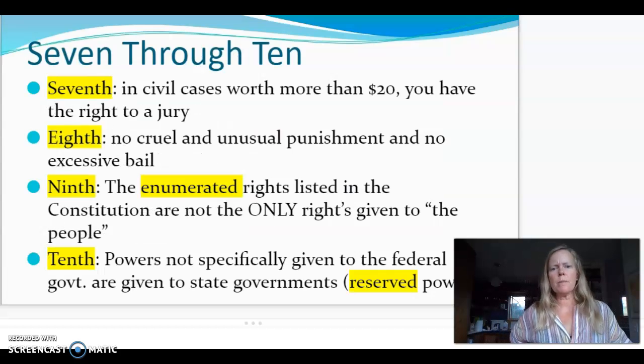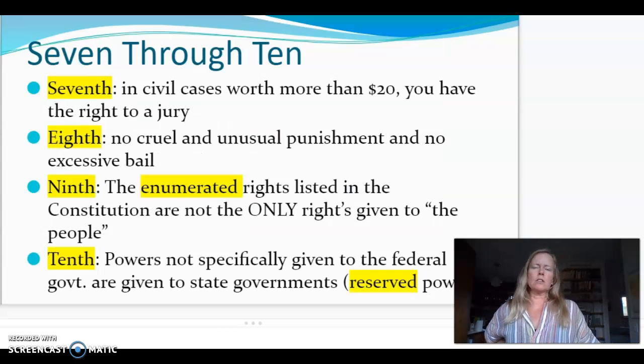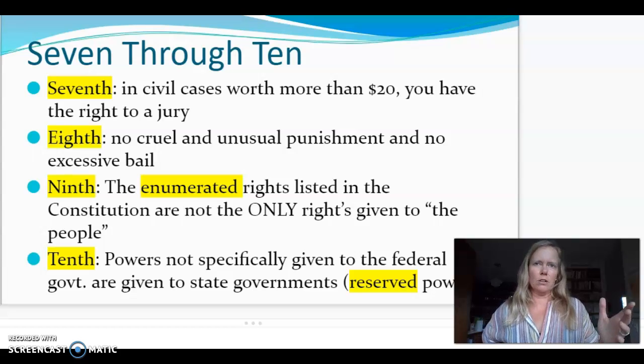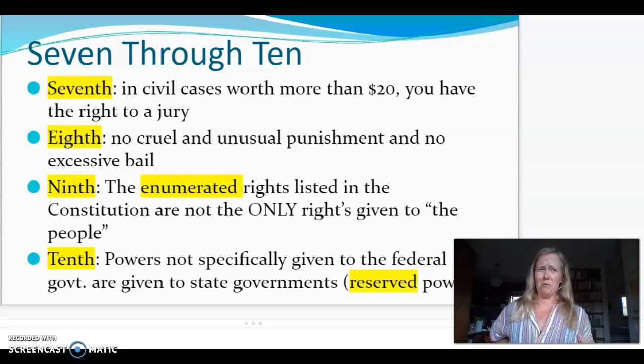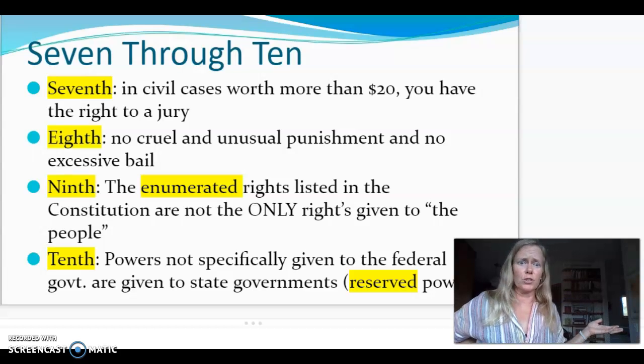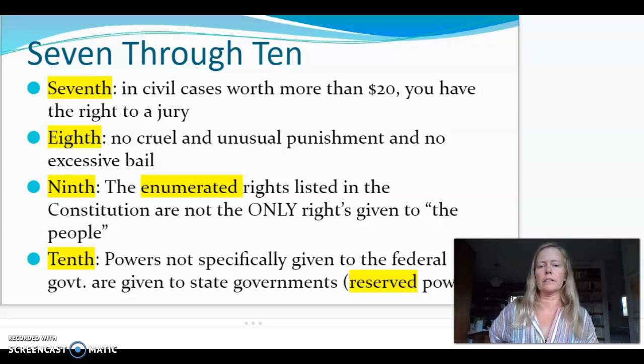Wrapping them up, the Seventh Amendment, in civil cases, the Constitution says in cases worth more than $20, which was in the 1780s. But that's a civil case. You have the right to a jury. So if you're ever sued in civil court for something, you have the right to a jury trial. Most people don't do this. What's a civil case? You ever watch Judge Judy? Most of these are civil cases, right? They usually deal with money or something like that.